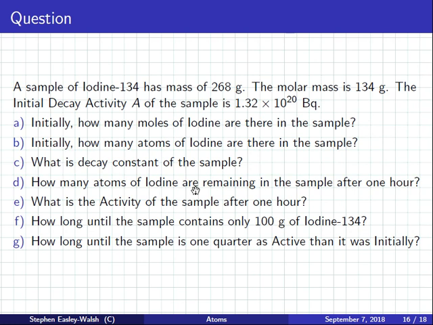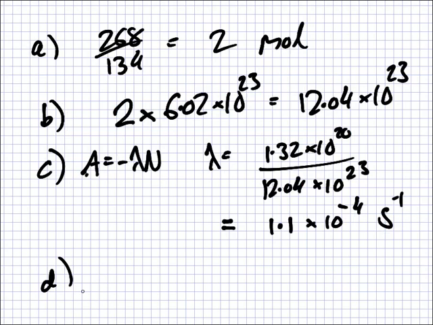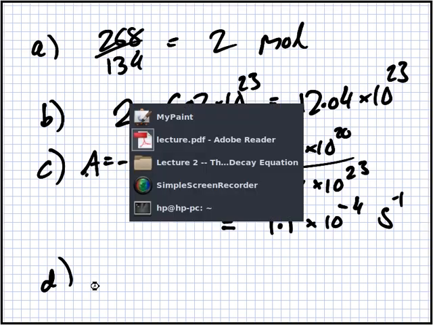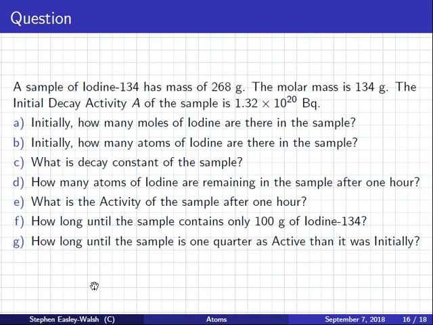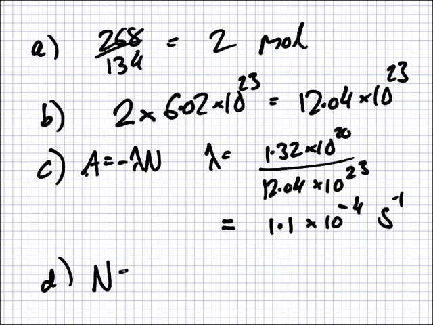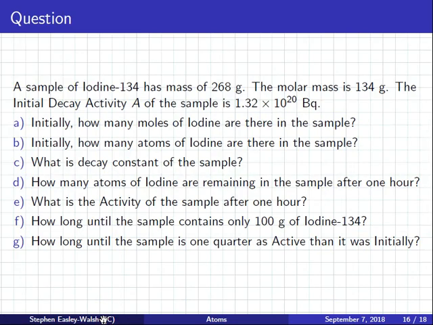How many atoms of iodine are remaining in the sample after 1 hour? So which formula do you use here? It's for 1 hour, right? 1 hour, yeah? And the last question is for seconds. Yeah, so it means we'll have to convert the hours into seconds, so multiply by 3,600. So I want you to use this formula now to tell me how many atoms you have after 1 hour. So D, please.